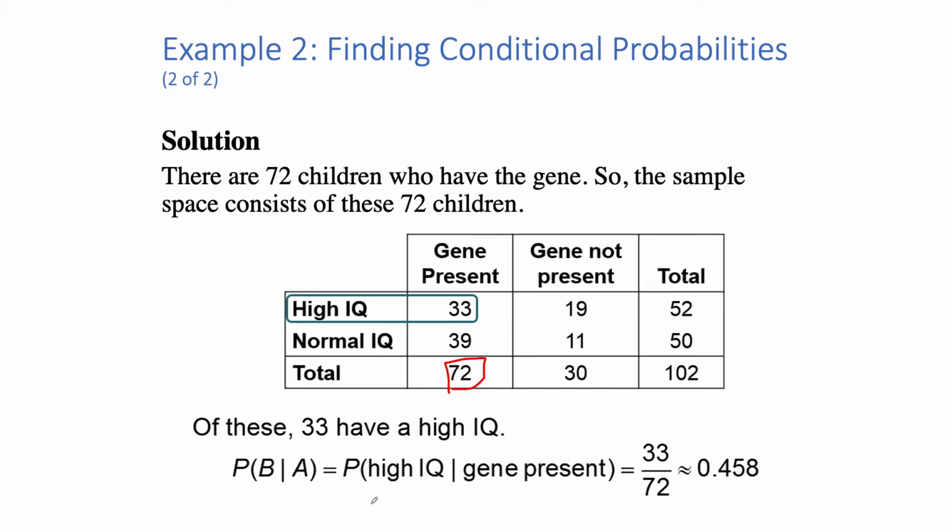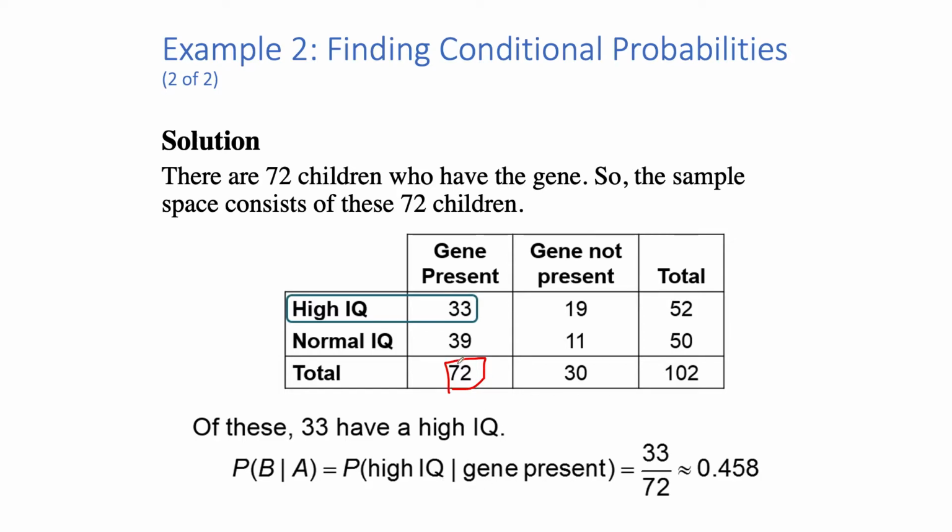So the probability that the child has high IQ, conditioned on the fact that the gene is present, is: how many people do have the gene present? That's the size of the sample space, 72, of which 33 have high IQ. Right? The relative frequency again is basically the probability. So the crucial thing to recognize is to figure out whether you're dealing with a situation with conditional probability or unconditional probability. Right? This is a case where the probability of being high IQ is conditioned on the fact that the gene is present.